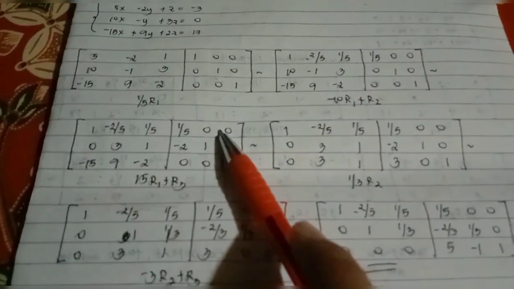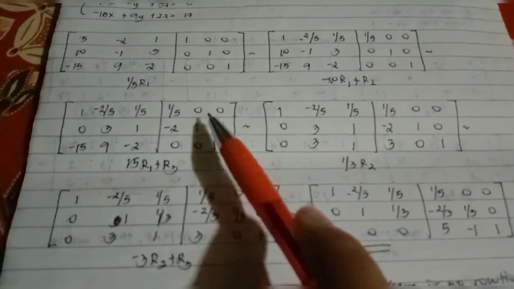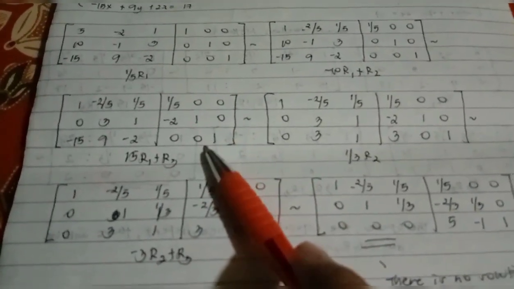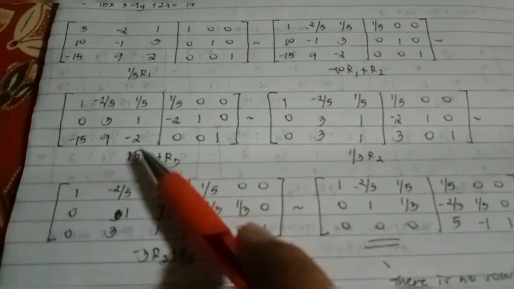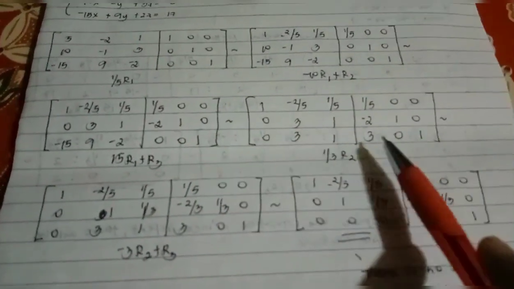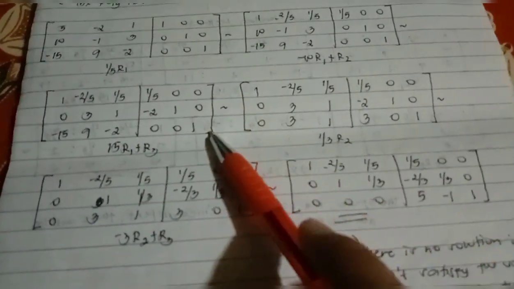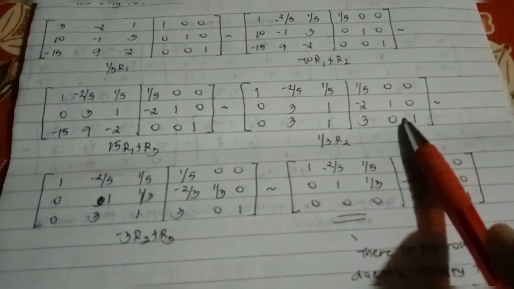15 times 0 plus 0 is equal to 0. 15 times 0 plus 1 is equal to 1.